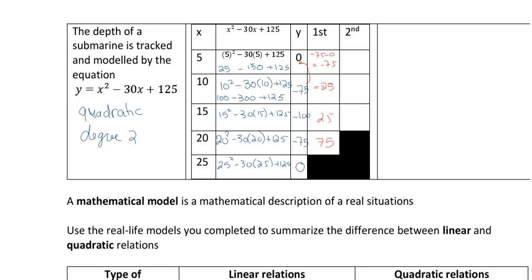As you can see, my first difference is not constant. Did I expect that? Yes, I did, because it's degree 2. The first difference should not be constant. Now, to do the second difference, I take negative 25 take away negative 75, which is 50. 25 take away negative 25. 75 take away 25, 50. So in this case, the second difference is constant. It's quadratic.